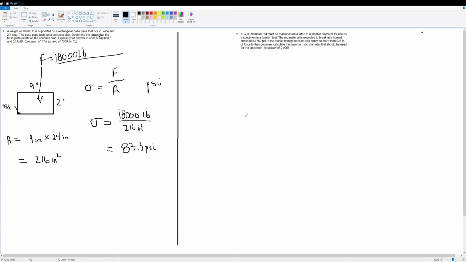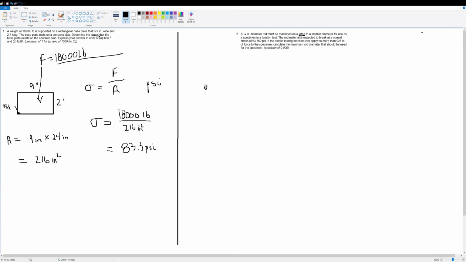Let's take a look at the second example here. It says a 1/4 inch diameter rod must be machined on a lathe to a smaller diameter for use as a specimen in a tension test. Well, there could be a few words here that you may not be familiar with. So one is a lathe. What does a lathe do?